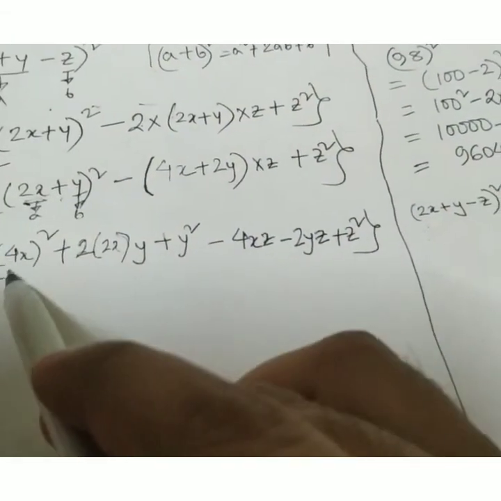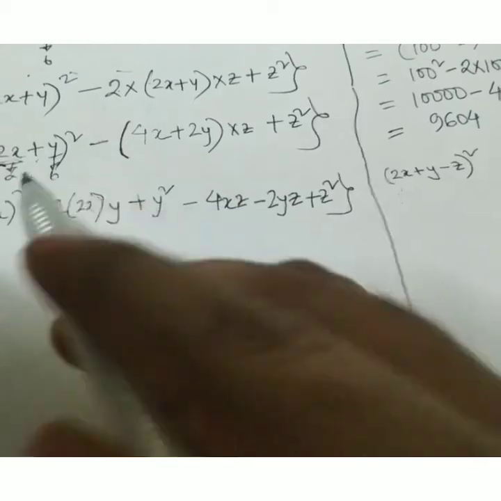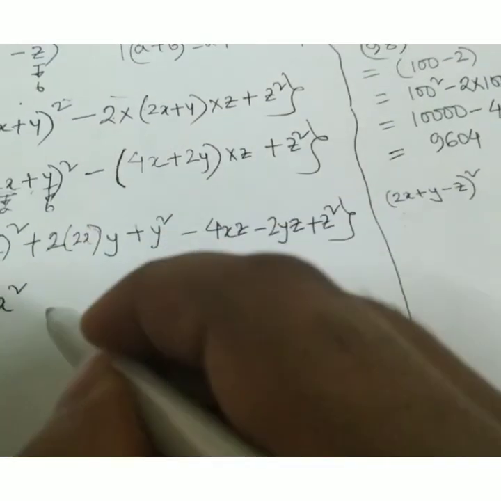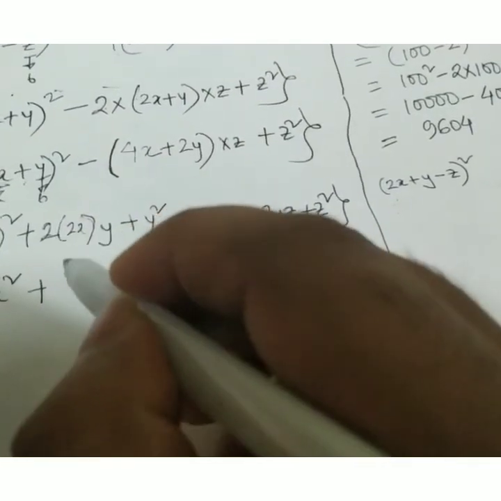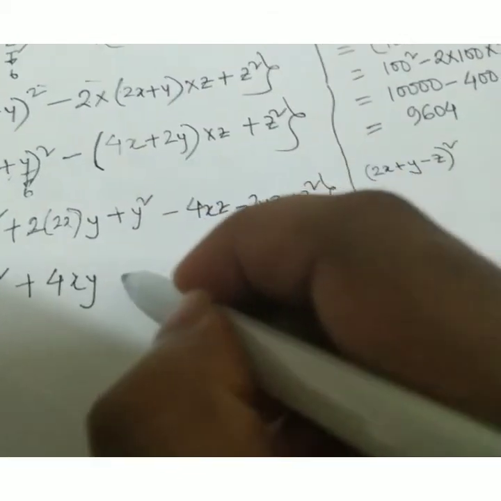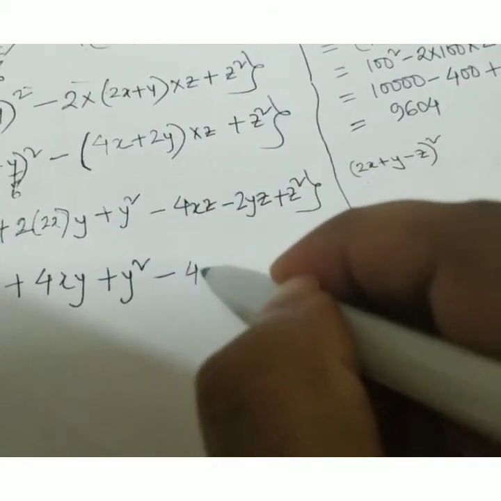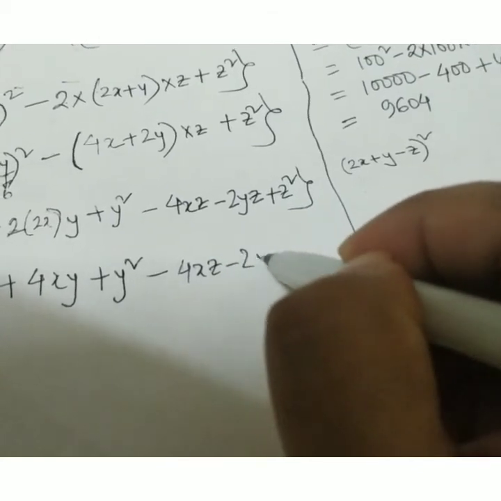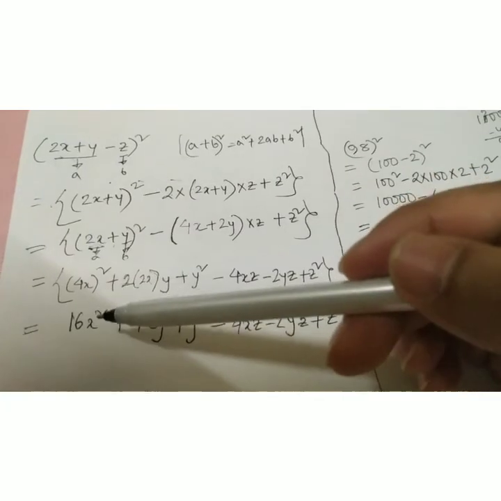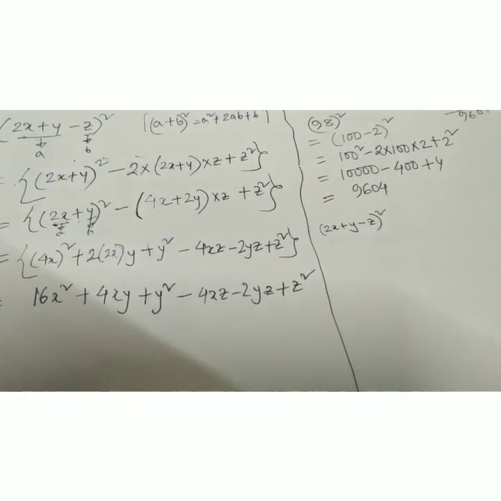Okay, so now we can write our final line, that equals 2 square is 4, x square is x square, plus 2 into 2, that is 4, so 4 x and y is here, so xy plus y square minus 4xz minus 2yz plus z square. So this is 4x square plus 4xy plus y square minus 4xz minus 2yz plus z square.